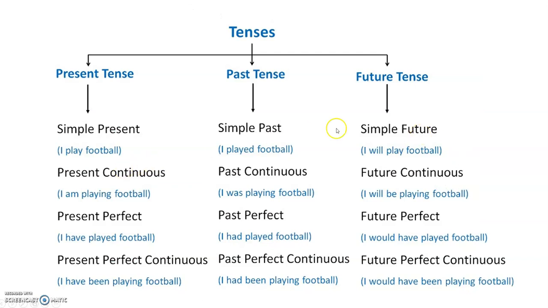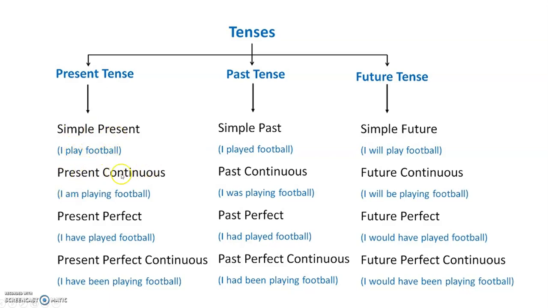Now let's see some examples. We use the same example for all. Okay, so you will understand it better. As I already said, tenses are of 3 types: present tense, past tense, future tense. And under each of them, there are 4 types. You can see the 4 types here. Okay. So coming to the present tense, simple present. Suppose we take this example. I play football. Now play is simple present, no, children?